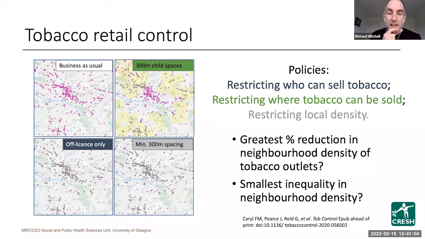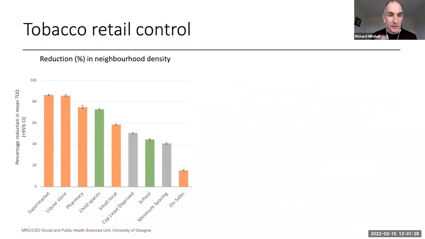So Fiona simulated a range of policies restricting who can sell tobacco, where tobacco can be sold. What we're interested in is what policies would provide the greatest percentage reduction in neighbourhood density of outlets overall, but also have an impact on the inequality in the density of neighbourhood retail outlets. Because what we discovered is that not all policy choices are equal. Okay, so here are the results from the study.